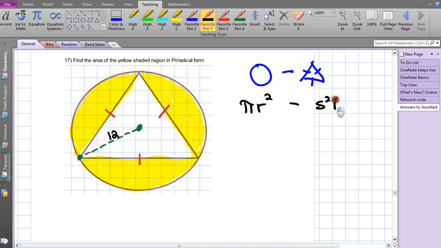And I like my shortcut formula for the equilateral triangle. That's side squared radical 3 over 4. So we really just need 2 variables. We have to know what the r is. And that's good news. We know what that is. That's 12. So 12 squared is 144 pi.